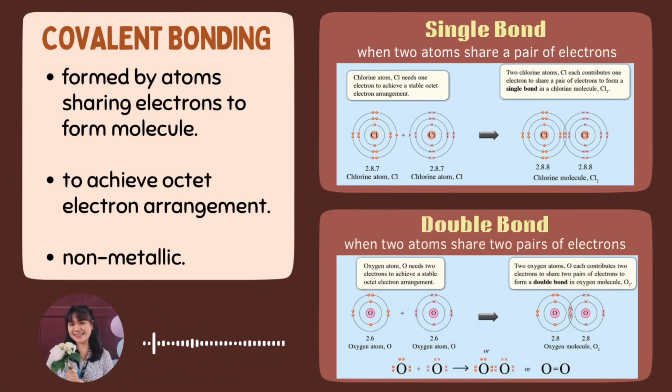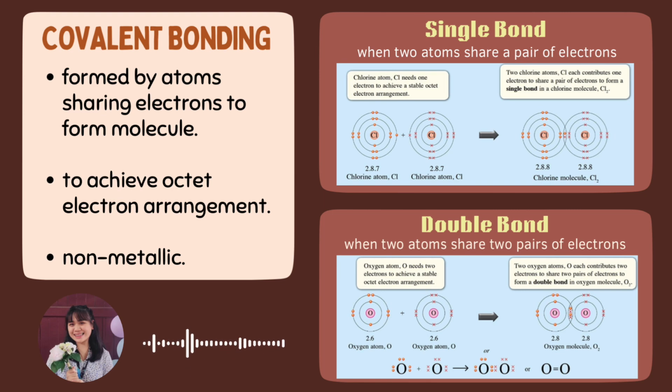So next we will learn about the covalent bonding. Covalent bond is formed by the atoms sharing electrons to form a molecule, to achieve the octet electron arrangement, which means 8 electrons surround the outer electron shell of atoms, and it usually occurs in non-metallic elements.